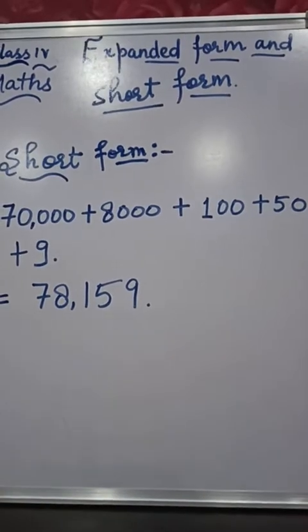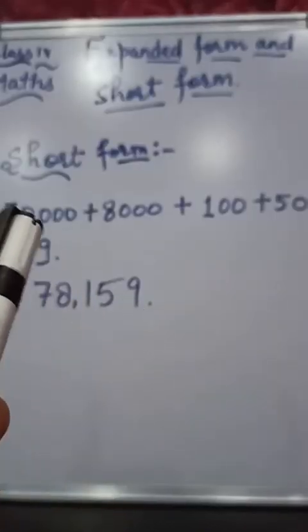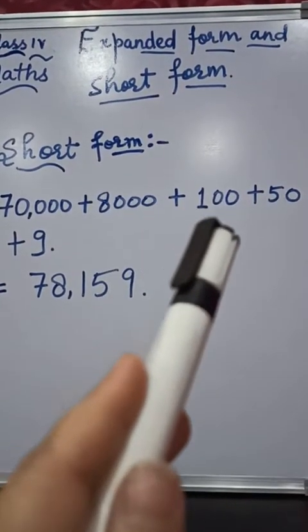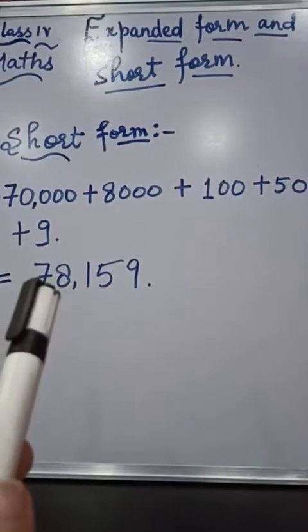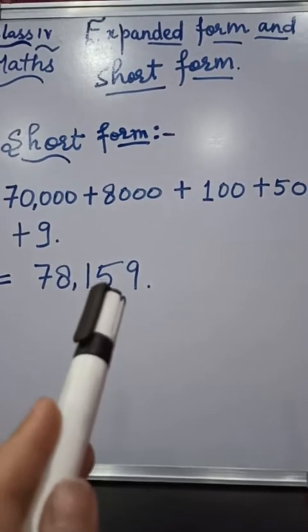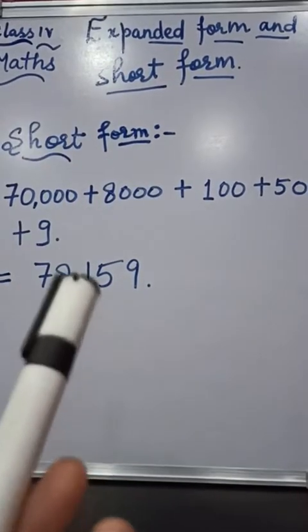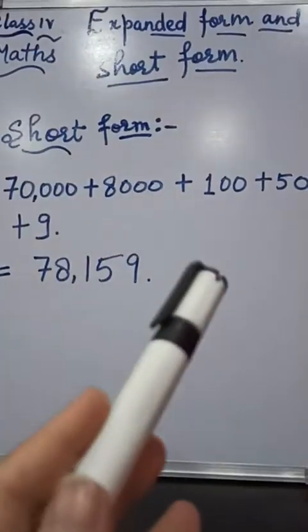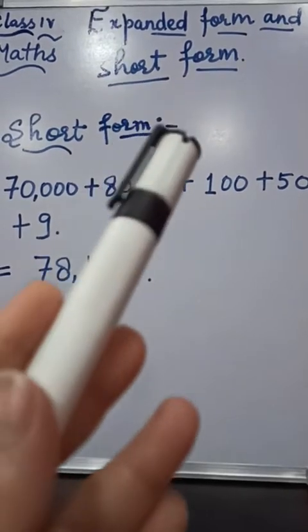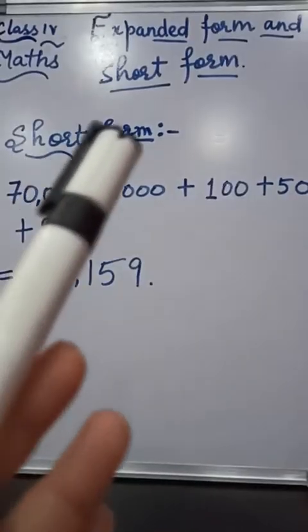So here as you can see, expanded form is given and you have to write in short form. 70,000 plus 8,000 plus 100 plus 50 plus 9. And short form is 78,159. Okay, hope you understood expanded form and short form. Short form is very easy, very simple. The way we usually write the digits, we usually write the numbers, is known as short form, and expanded form is when we write each value individually.